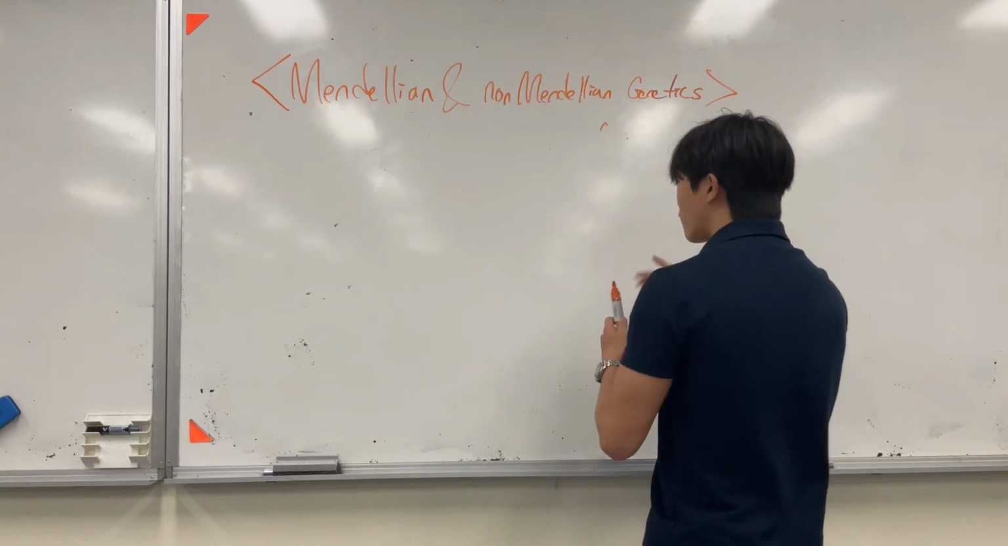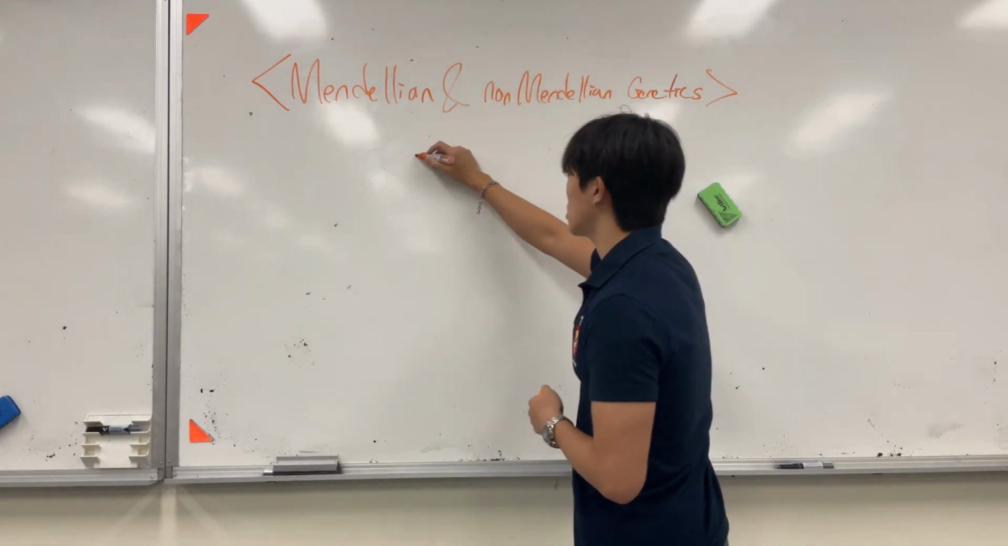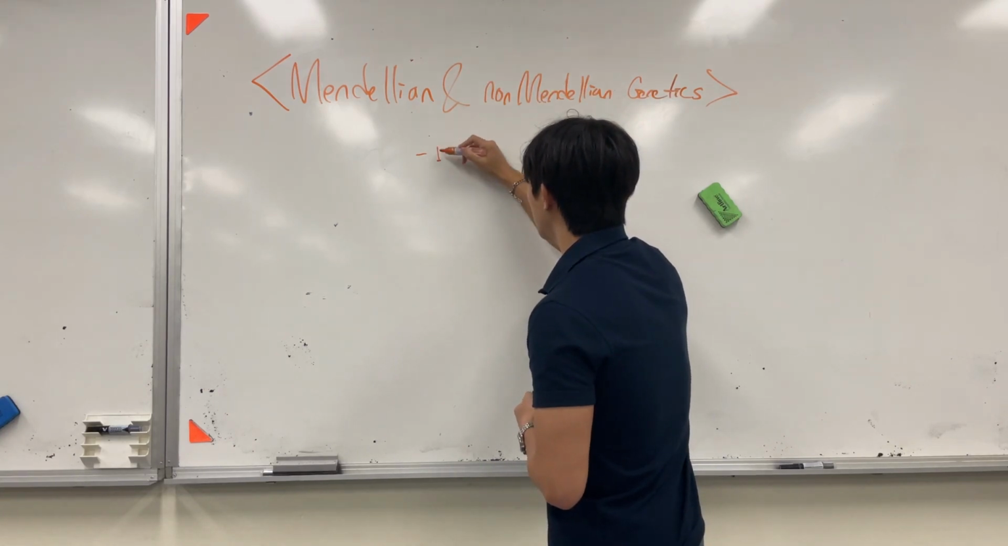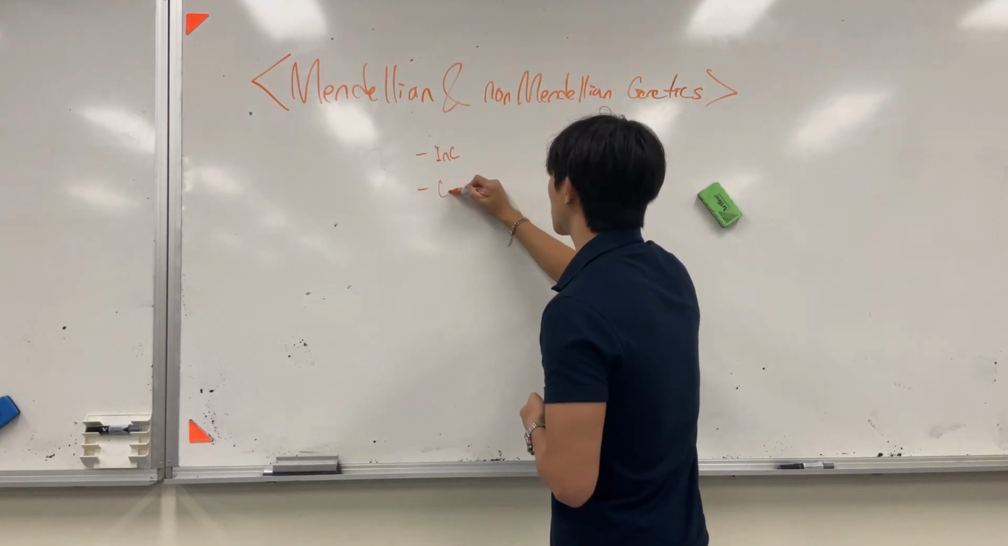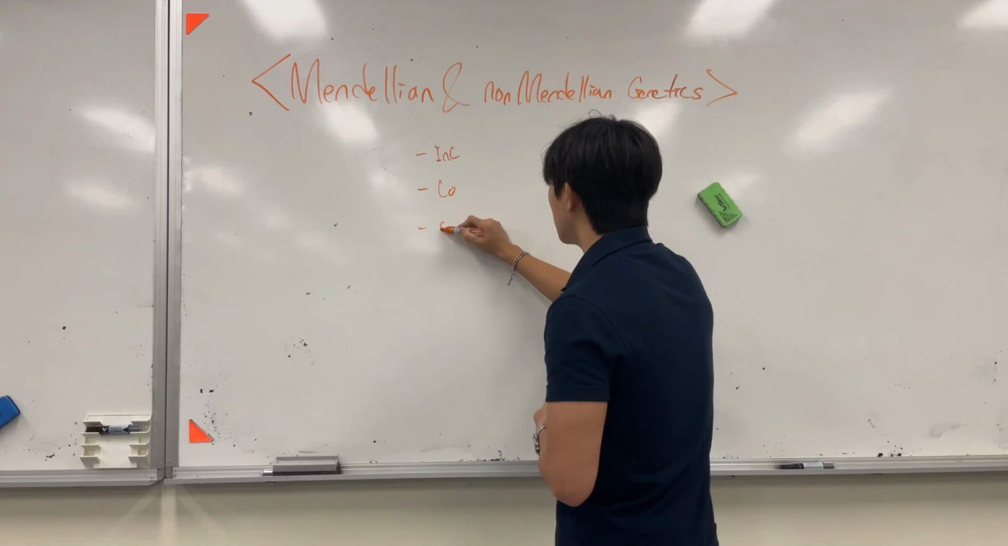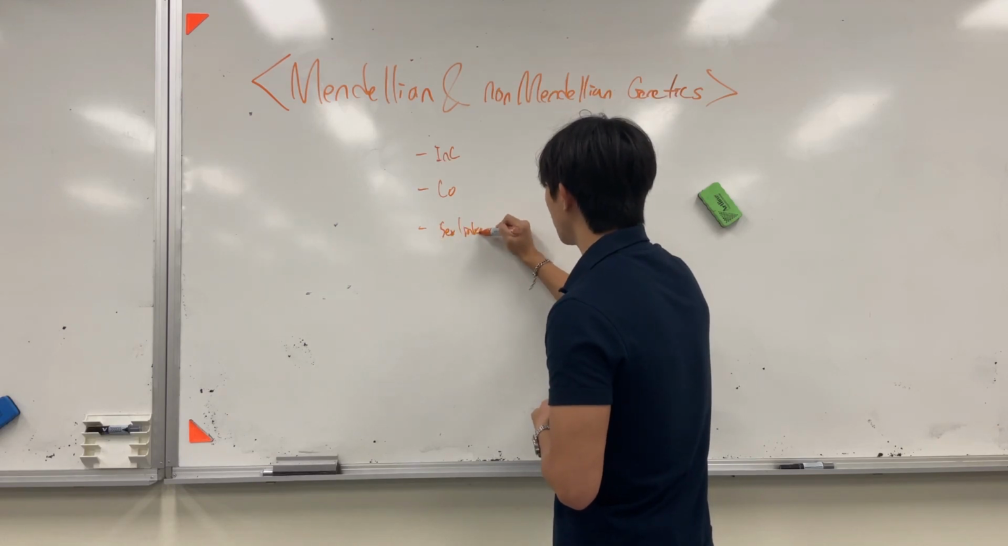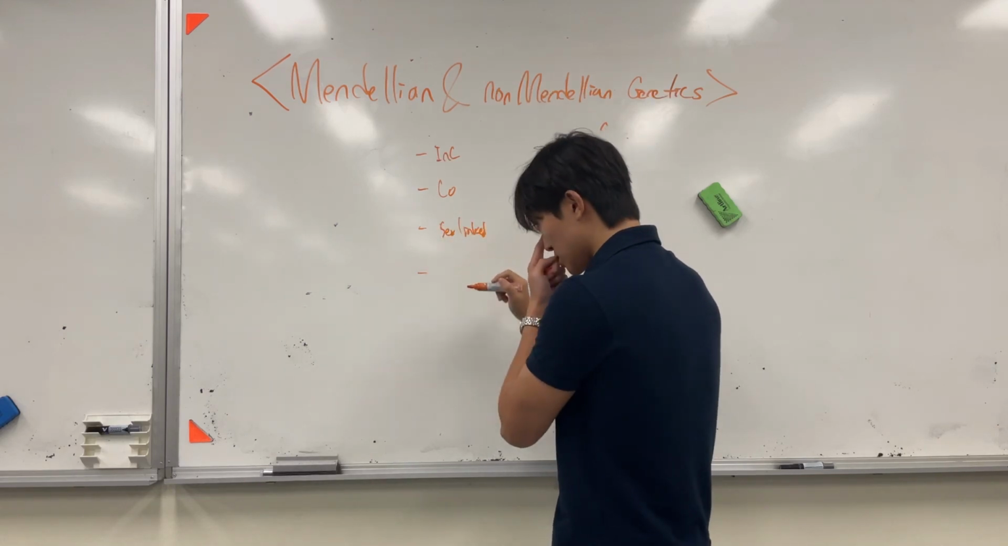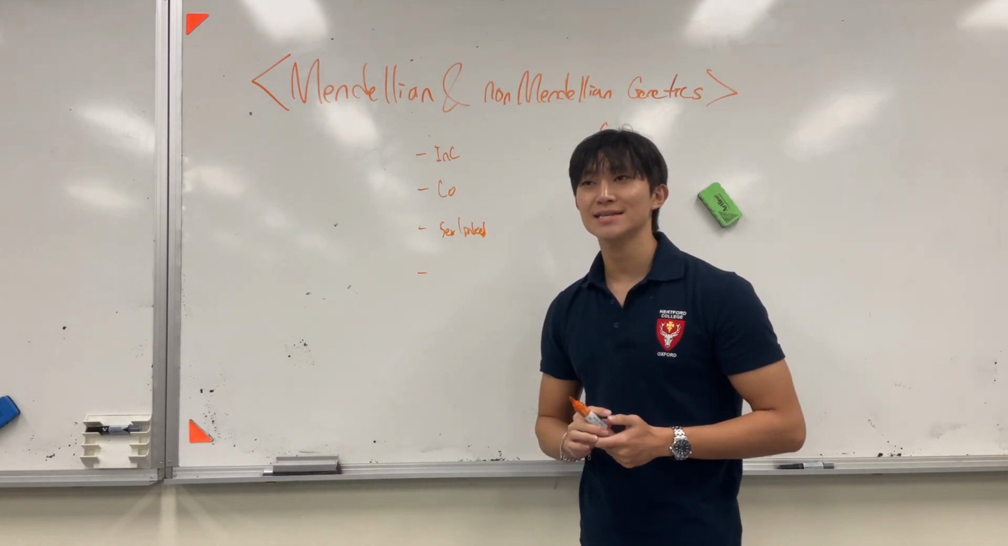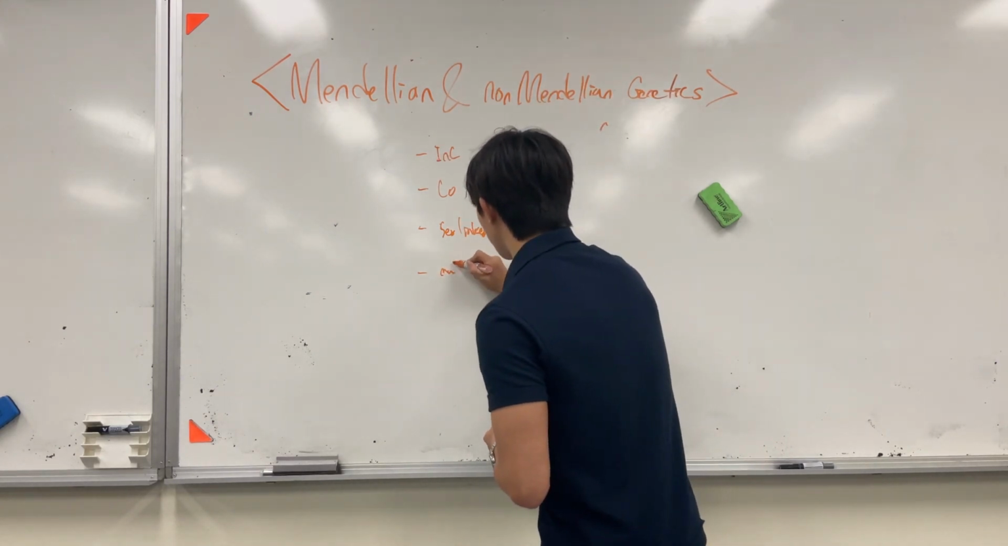Now, there are four big exceptional cases you really have to know. First is incomplete dominance. Second is codominance. Third is sex-linked traits. And last is, what was last? Last is multiple alleles.